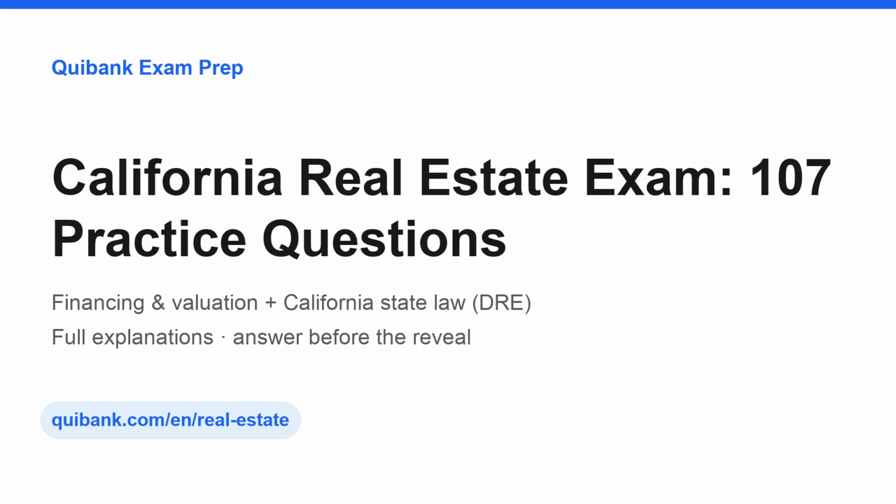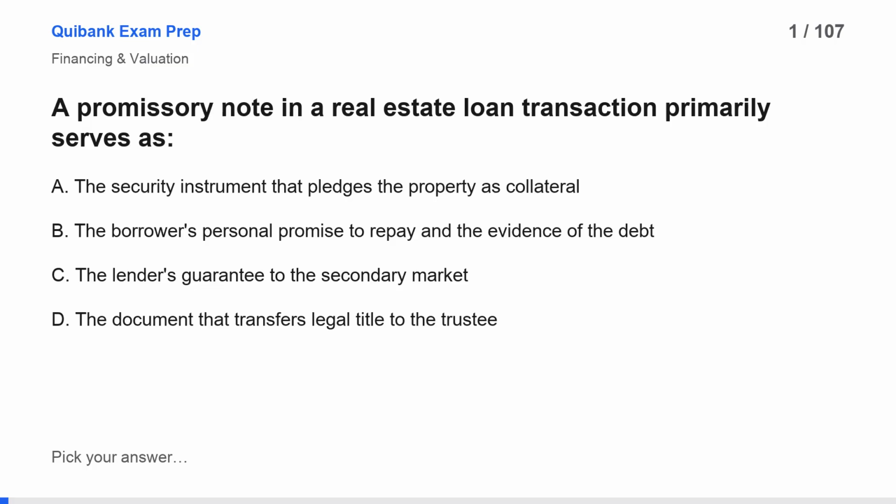Let's begin. Question 1. A promissory note in a real estate loan transaction primarily serves as A. The security instrument that pledges the property as collateral. B. The borrower's personal promise to repay and the evidence of the debt. C. The lender's guarantee to the secondary market. D. The document that transfers legal title to the trustee.